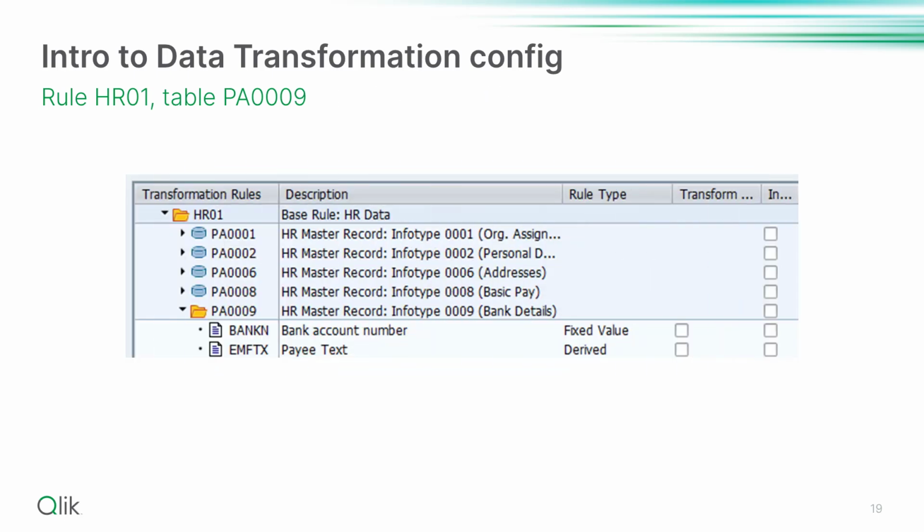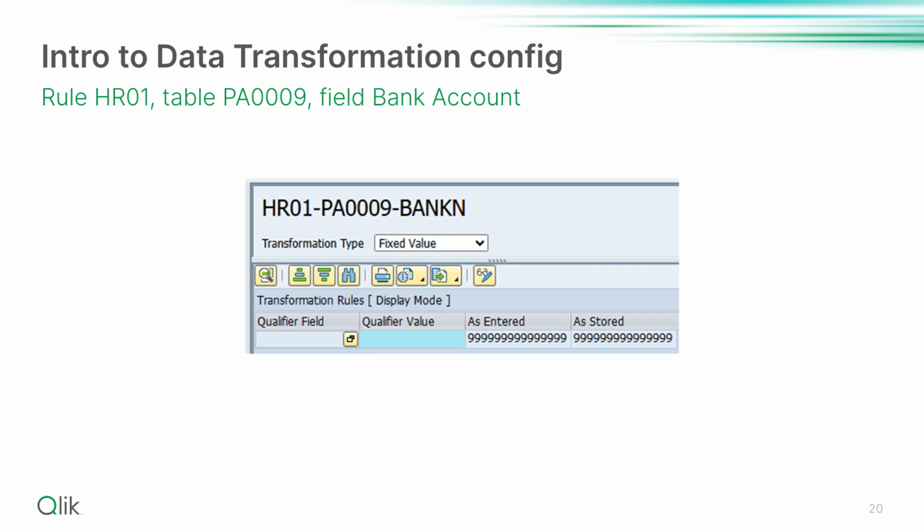To share one more example, I will use table PA0009 and select the bank account field. It uses transformation type fixed and has all nines assigned, so this means that all copied data will result in only having this transformed value. And by the way, you may have noticed the As Stored field. This is just informational and is used to show what the transformed value would look like in the database whenever data conversions are applied. A good example of this is a date value where it would be stored with the year first.